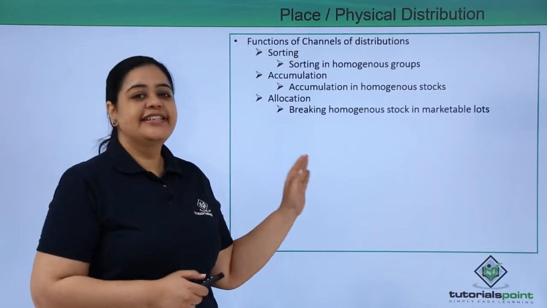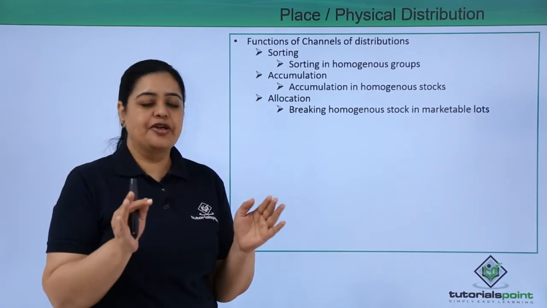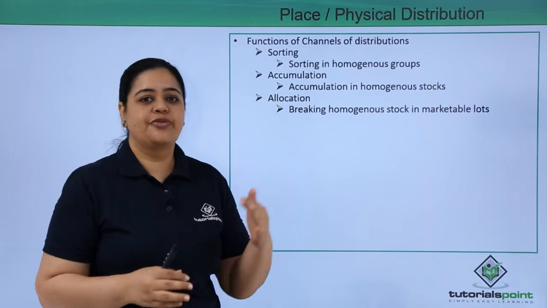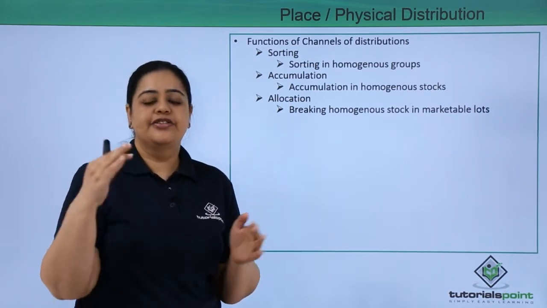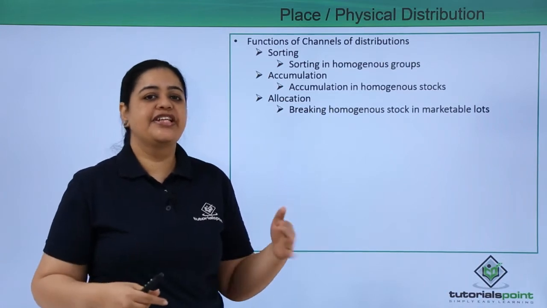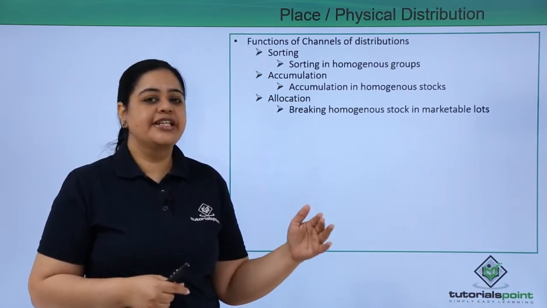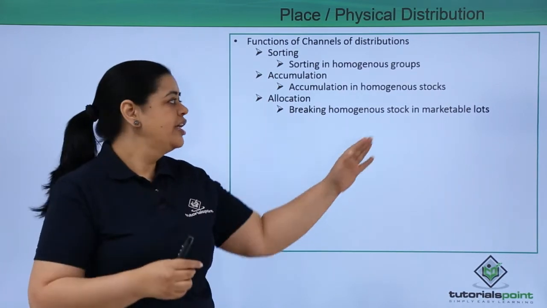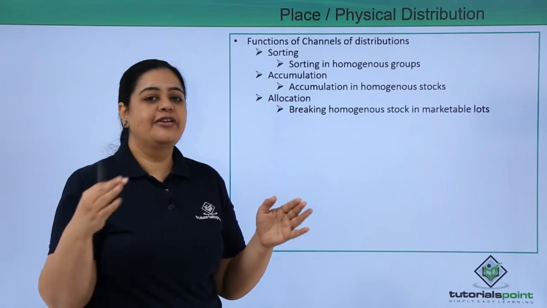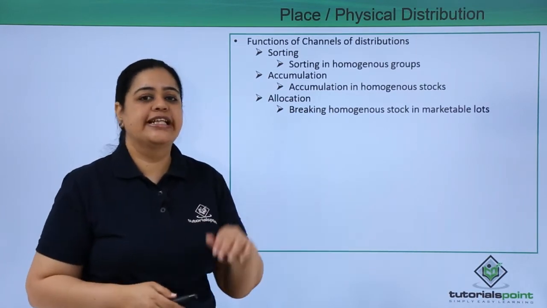The next is allocation, that is he will break the homogeneous stocks which he has accumulated into marketable lots. The intermediaries have different levels. Let's say we started from wholesalers, now he is selling to some other intermediary, that is a retailer for example, then he would not be selling the entire stock in one go. So he'll have to stock them in marketable lots and then proceed further, that is the wholesaler will pass it on to the retailer.